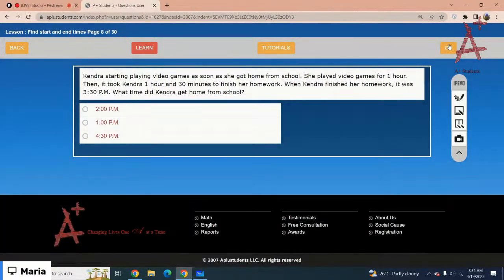The next one is Kendra started playing a video game as soon as she got home from school. She played the video game for 1 hour. Then it took Kendra 1 hour and 30 minutes to finish her homework. When Kendra finished her homework, it was 3:30. What time did Kendra get home from school? Go back 2 hours 30 minutes. Got it? It would be then 1 p.m. Got it?